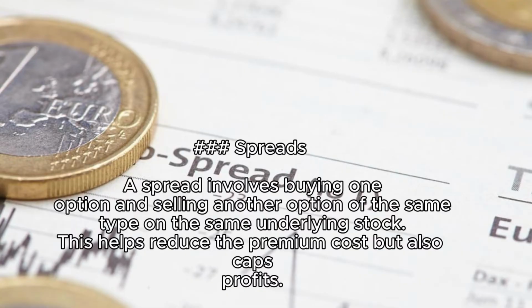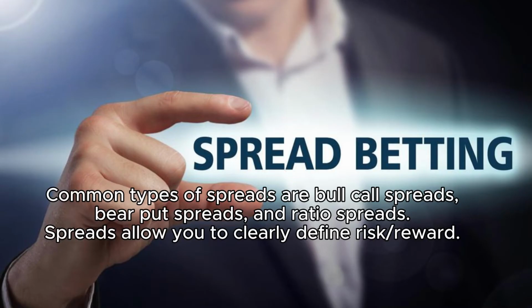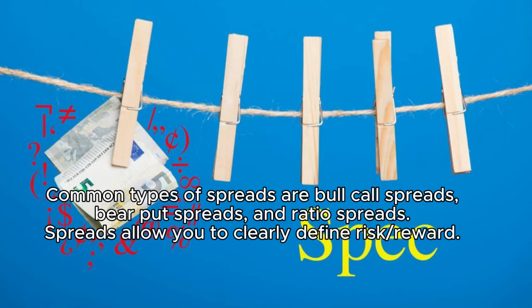Spreads. A spread involves buying one option and selling another option of the same type on the same underlying stock. This helps reduce the premium cost, but also caps profits. Common types of spreads are bull call spreads, bear put spreads, and ratio spreads. Spreads allow you to clearly define risk or reward.